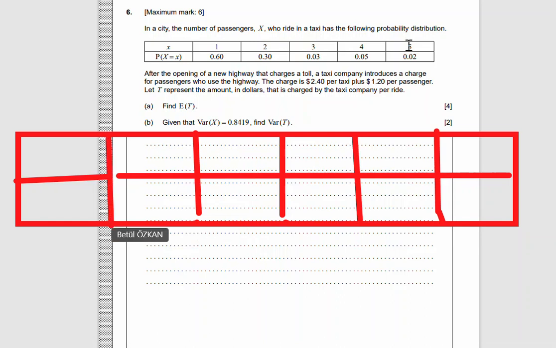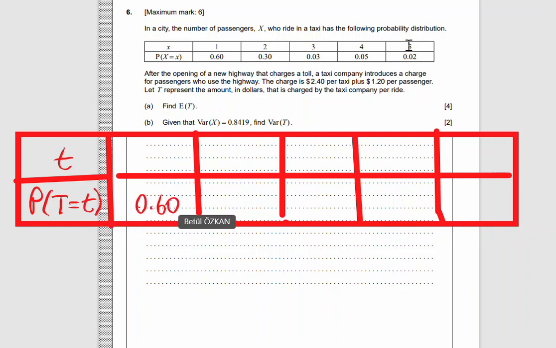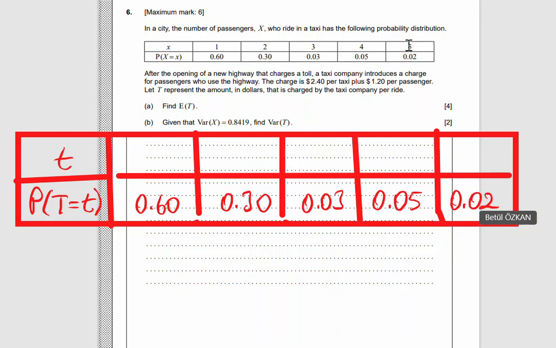Okay, I write the same thing, but this time let me use another variable. Let me use, for example, t, and p of t equals t. Be careful, t represents our actual equation. Our probability will be the same, nothing will be changed for each of it. Let me write them directly, 0.05 and at the end of it, 0.02.